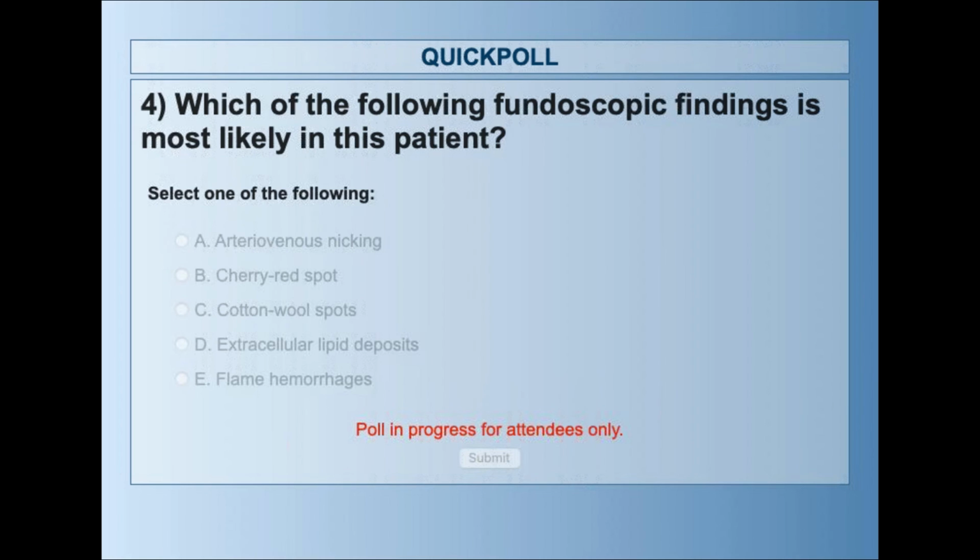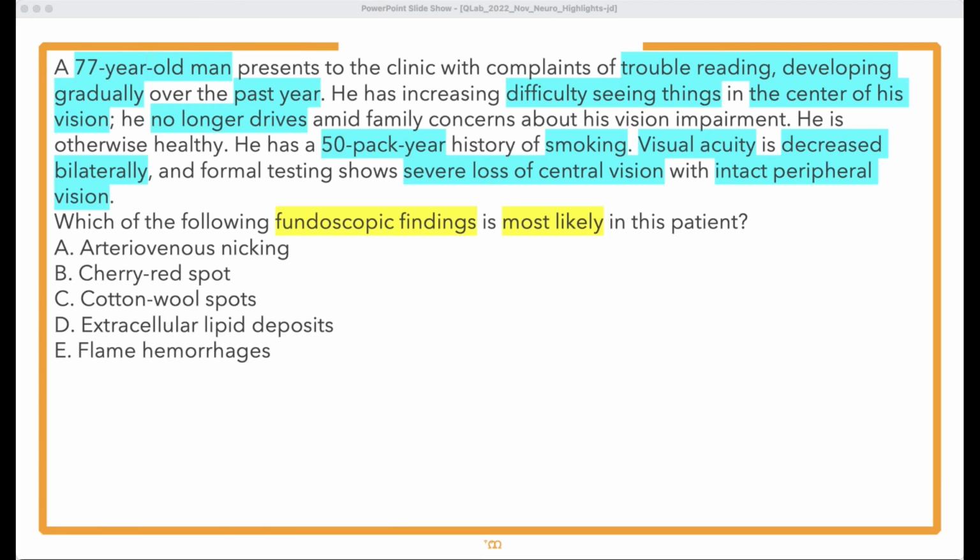Okay, we've gotten about two-thirds of you voted. I'll keep it open for just a few more seconds. This looks like it may have been a trickier question, based on a slower response time and an even mix here in terms of the answers. So we're going to close this poll and share the results.